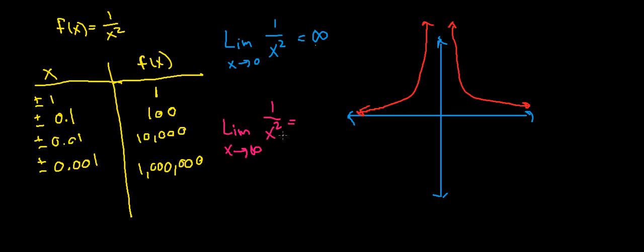As x becomes larger and larger and larger, the value of this is going to become smaller. It's going to be 1, then a half, then a third, then a fourth, and a fifth, and a sixth, all the way down till it's almost nothing, a millionth, a billionth. So as this goes on, it's going to approach 0. And that's another asymptote. It's a horizontal asymptote at 0.